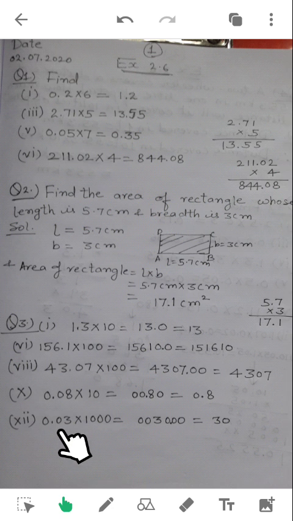Now come to 12th part, 0.03 multiplied by 1000. You simply write down 003 and in 1000 there are 3 zeros, so place 3 zeros. Now see here, after decimal there are 2 digits. So start counting from the last digit 1 2 and place the decimal here. So the answer will be only 30. The last 2 zeros after the decimal don't have any value, so the answer is 30.